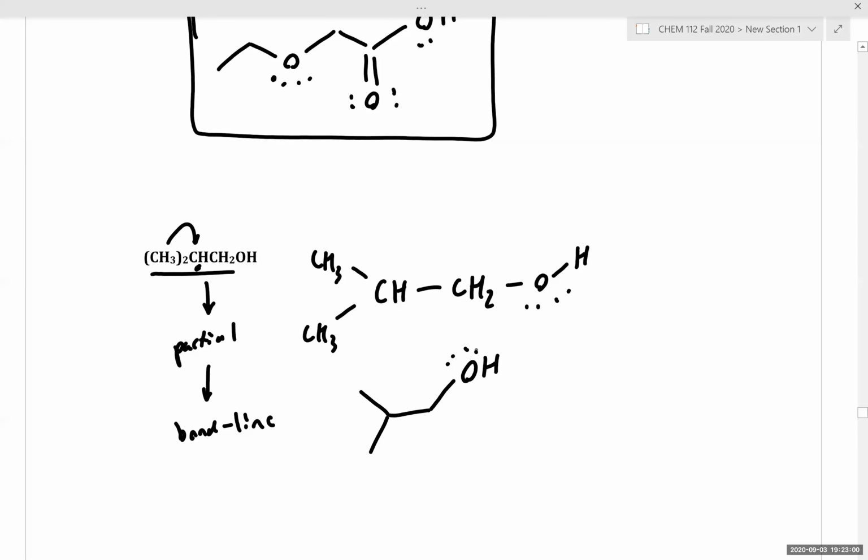This is why I recommend drawing the partially condensed structure, because it makes it very easy to draw the bond line arrangement. Does this make sense to everyone?